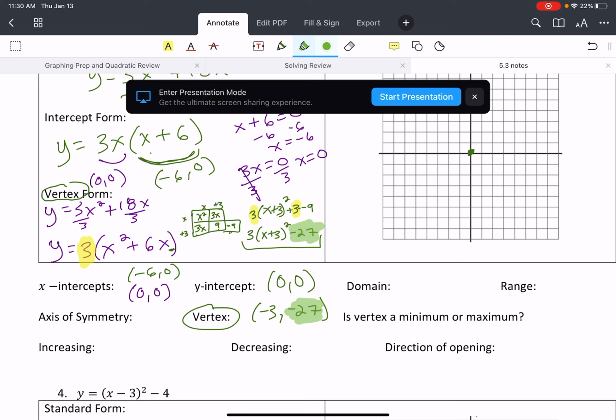10 is probably too big for my y's this time, but I do have to adjust them, right? What should I go for? 5s? Okay, let's go for 5s.